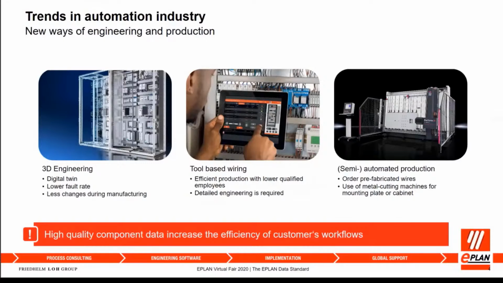And another solution EPLAN offers is, for example, tool-based wiring. It's the so-called EPLAN Smart Wiring, which helps the customers, the panel builders, to have a very efficient production with low-qualified employees. As a producer, you do not need to read the whole schematic, 200 pages of an EPLAN project, to get all the information you need to wire the cabinet. It's in a tool.